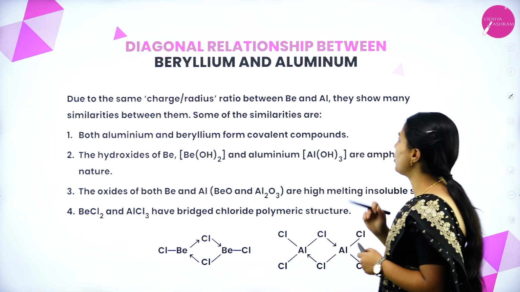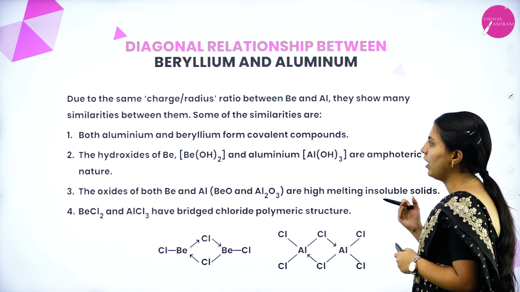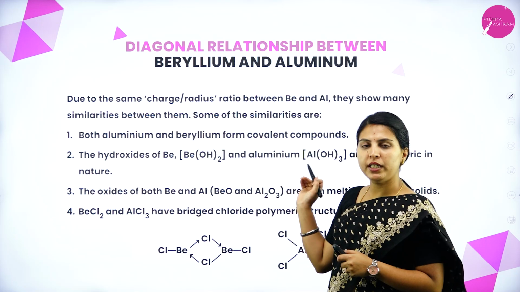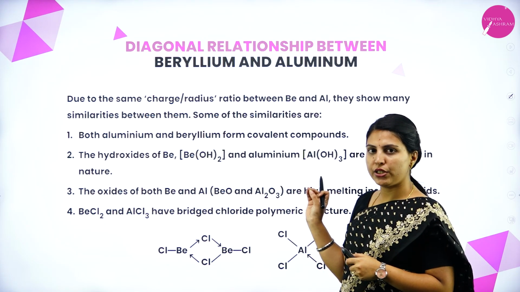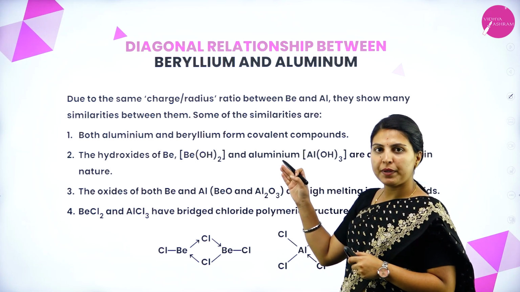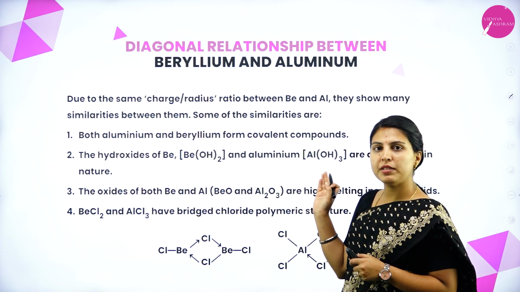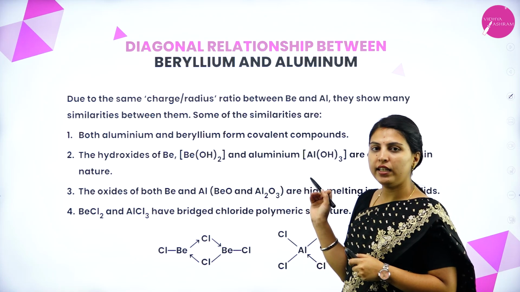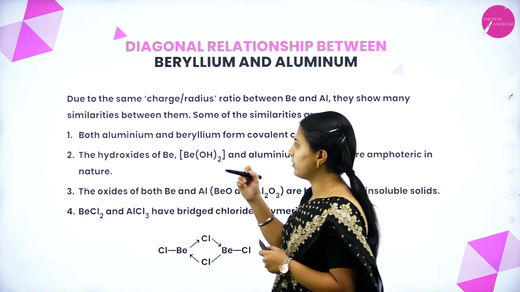Next, diagonal relationship between beryllium and aluminium. How will it be? Beryllium and aluminium have a diagonal relationship. Okay. Beryllium is present in the second group, aluminium is present in the 13th group. Though they are in different groups, it is having the diagonal relationship. How will it be? Let's see now.